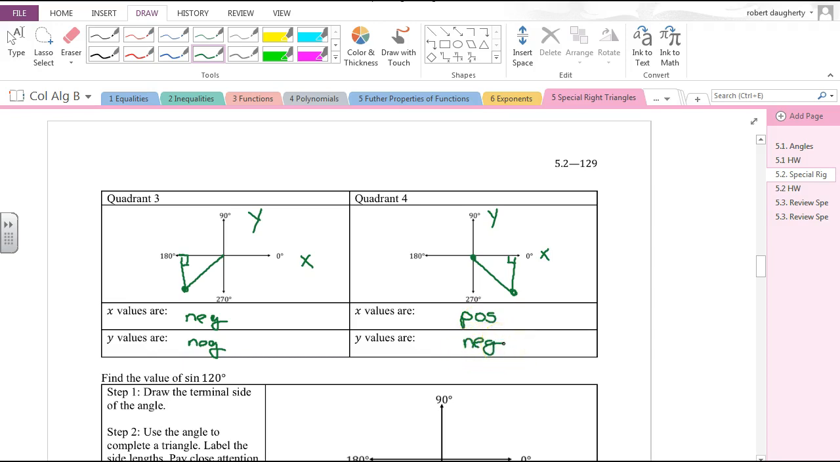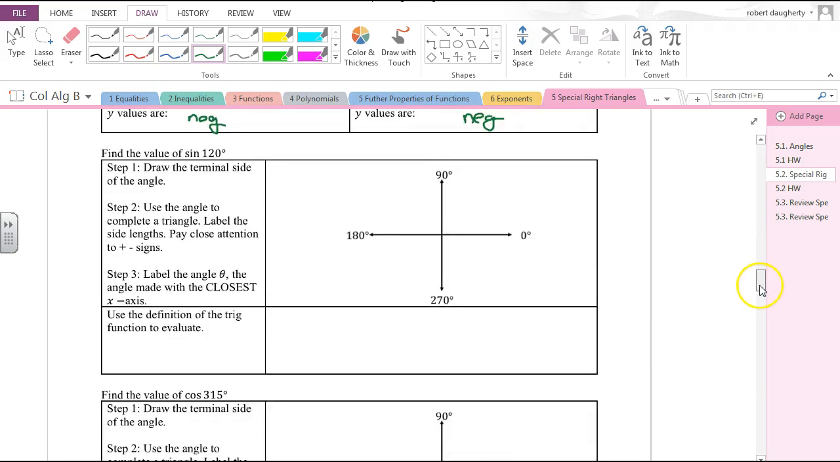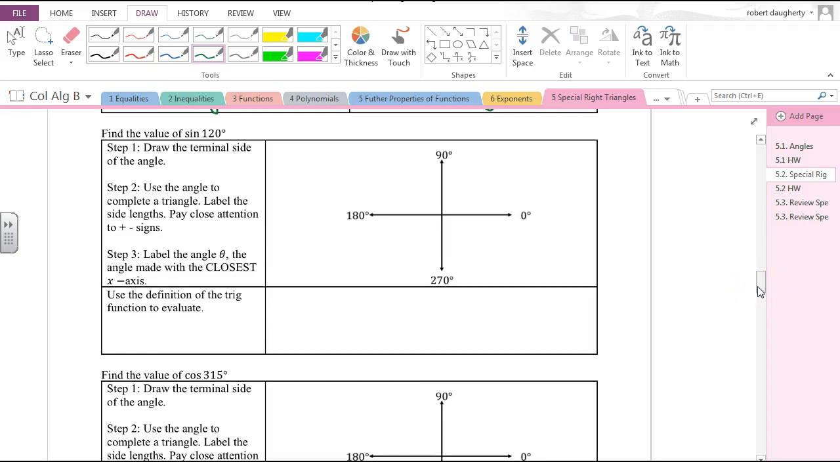Okay? So you don't have to memorize this, but you just have to be able to look at the coordinate system and know, hey, when I go to the right, that's positive x. When I go to the left, that's negative x. When I go up, that's positive y. When I go down, that's negative y. So we need to put all of that together now to start figuring out the sine of some bigger angles.